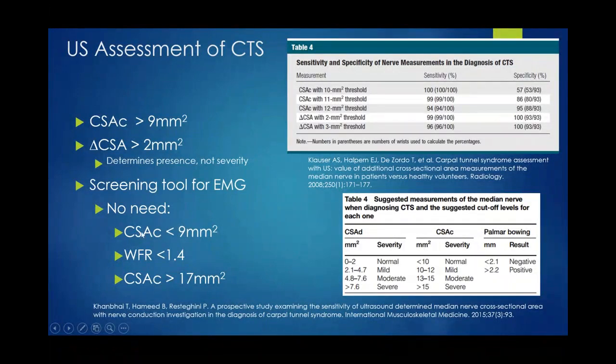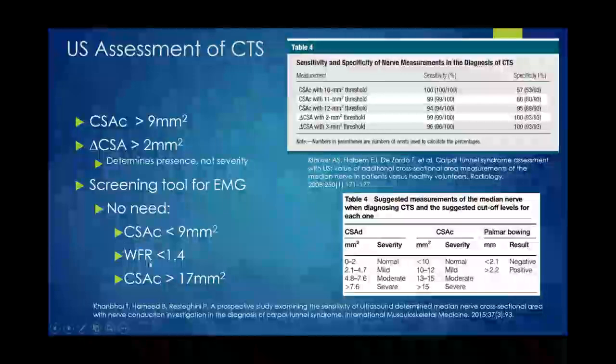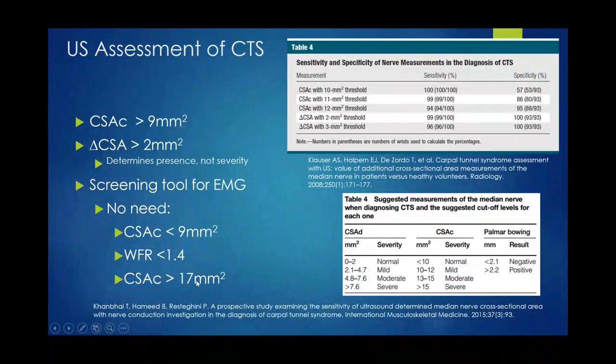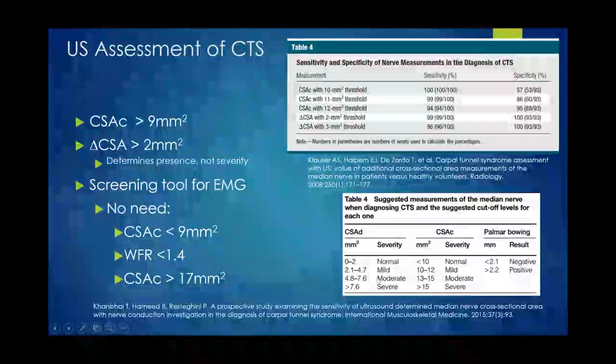Again, if the cross-sectional area of the median nerve within the carpal tunnel is less than 9, some would suggest that you do not need an EMG. If it is grossly enlarged at 17 square millimeters, then again, some would suggest that you do not need an EMG, as it is grossly apparent that they have median neuropathy at the wrist. This study at the bottom here has compared sonographic findings to that of electrodiagnostic findings, allowing us to give some degree of severity or involvement.